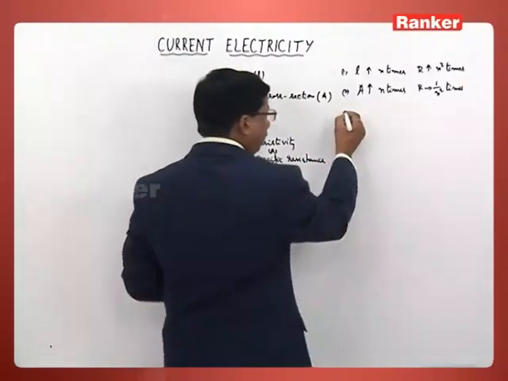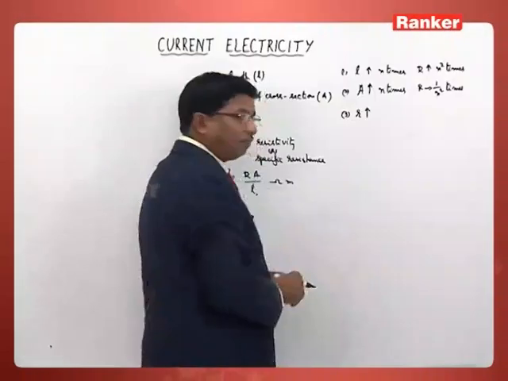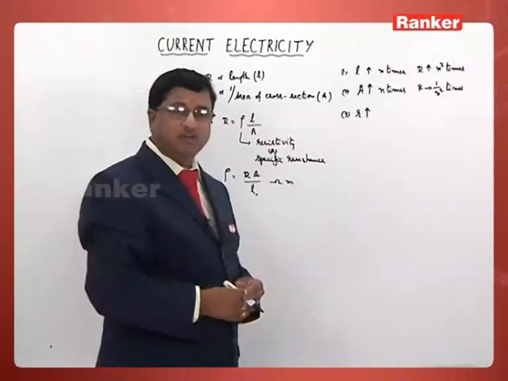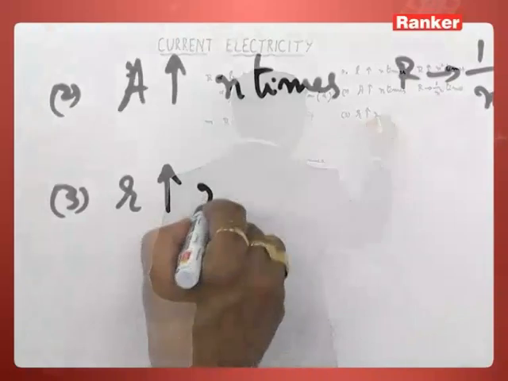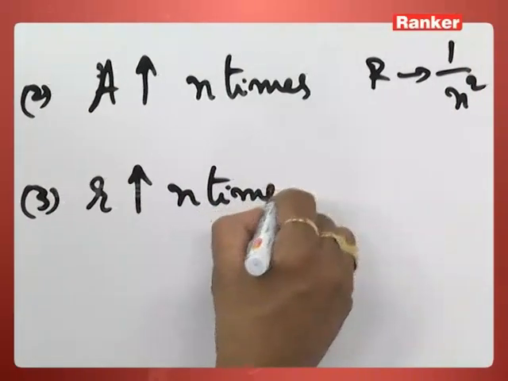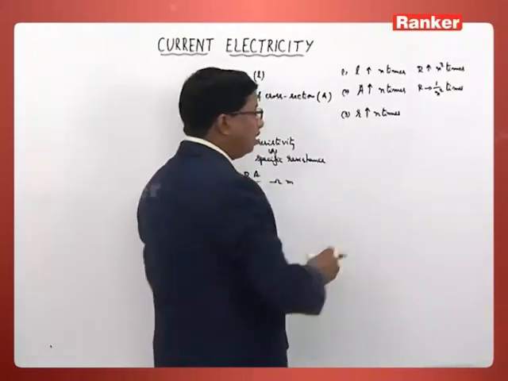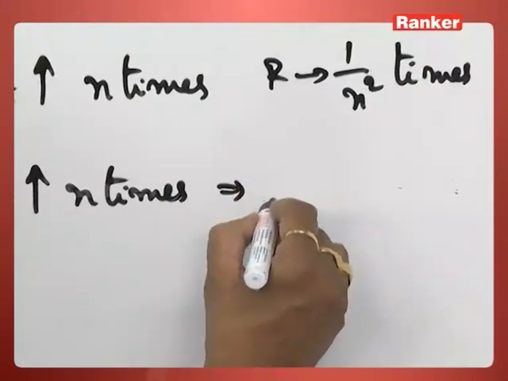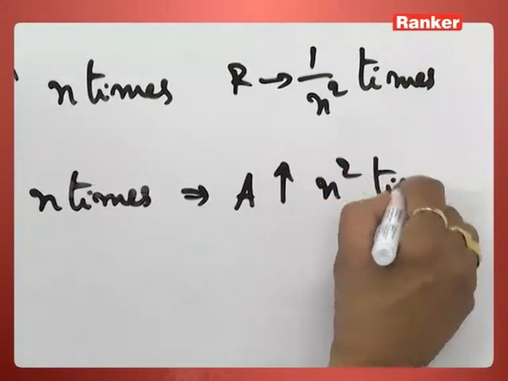Exactly in the same manner, the third one, if they say radius of cross section of the conductor is increased n times. Radius of cross section of the conductor is increased n times. When radius of cross section increases n times, automatically we can understand that area increases by n square times.